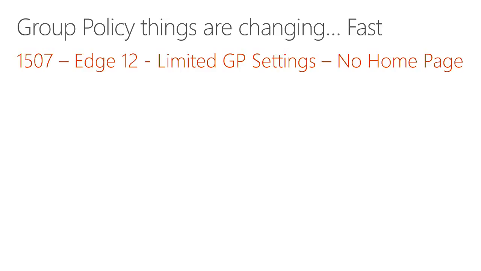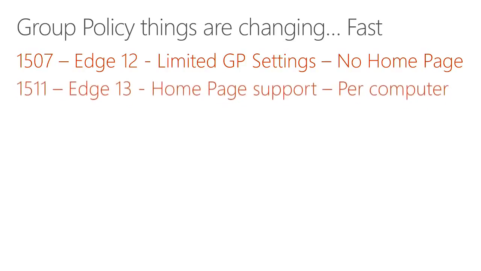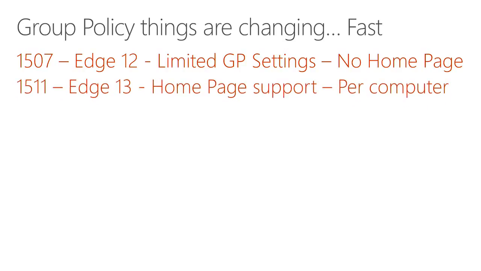So that was 1507, the original version of Windows 10, and it was actually Edge version 12. Microsoft won't tell you it was Edge version 12. They just want to tell you it's Edge. But they're always revving it. Each new version of Windows, 1511, the November 1511 update, Edge 13. Homepage support came out, woohoo! And you could only set it per computer.